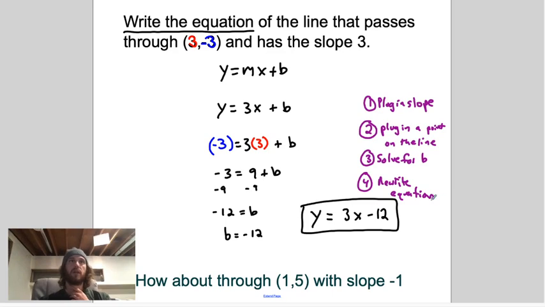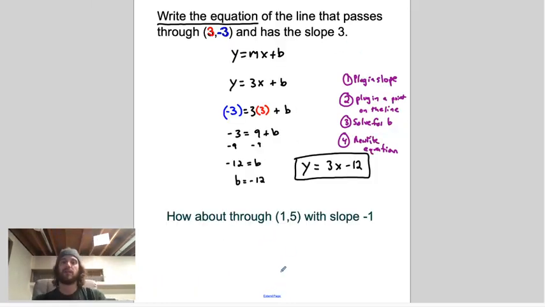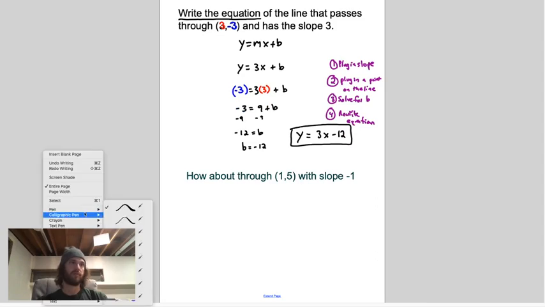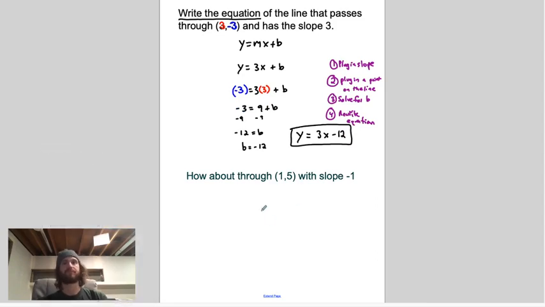Great. And that's how you take a slope and a point and use algebra to discover the equation in slope-intercept form. So how about the point 1, 5, and the slope -1? You try this by yourselves, see if you can do it, and then I'm going to go through it here in just a sec. We'll do this one in green. Pause the video if you want to try.